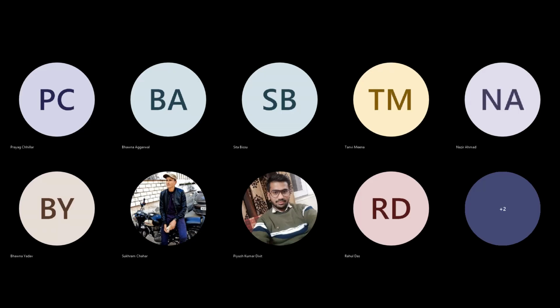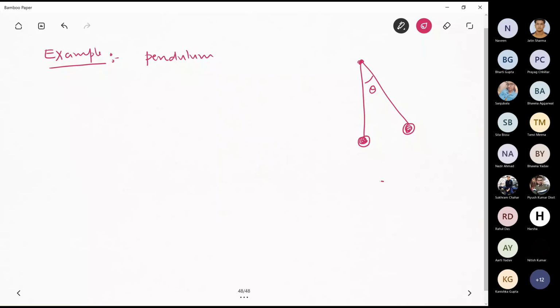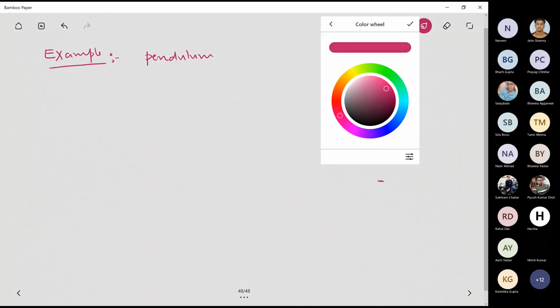So there is a simple pendulum, and you know this about the basic physics.